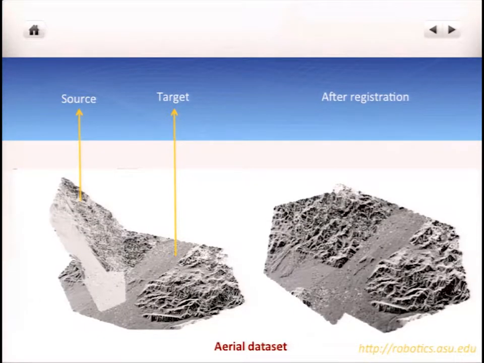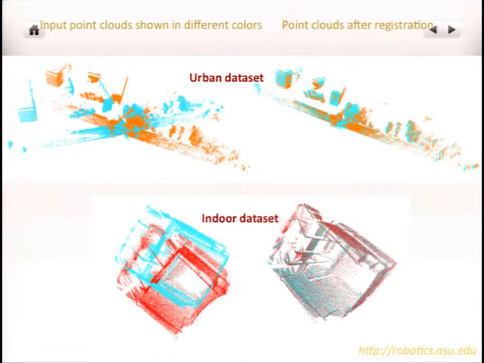So this is one result on an aerial data set. A couple of things to notice here is this data set has regions with flat topographies as well as regions with varying curvatures. On the right, you can see the merged map which looks consistent. We tested this algorithm on indoor and typical urban data sets too, and you can see the results here.